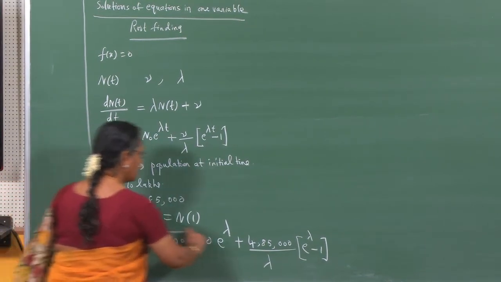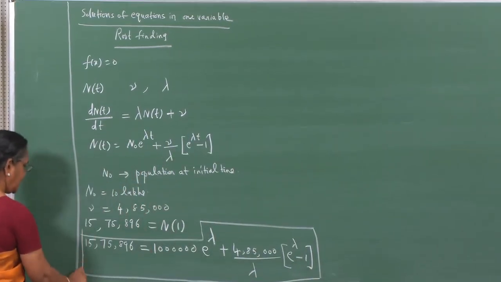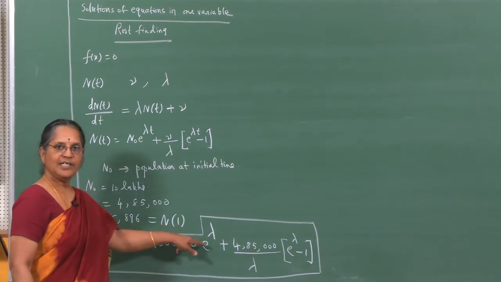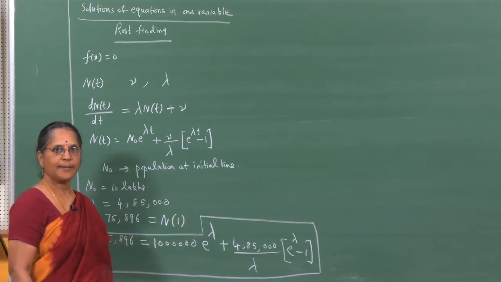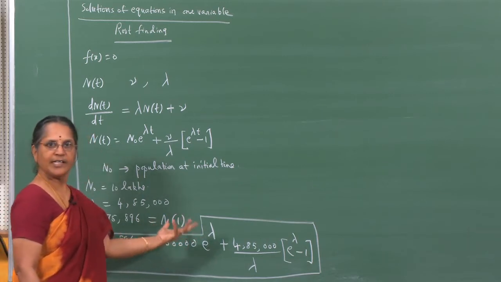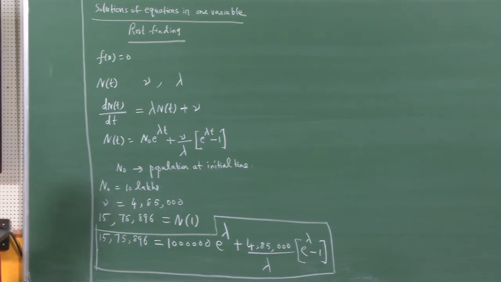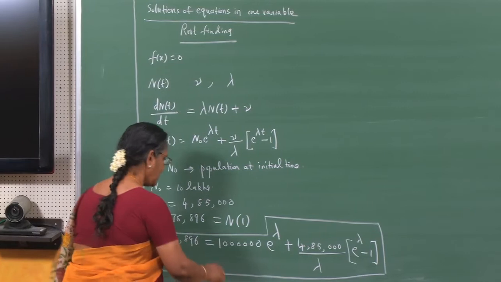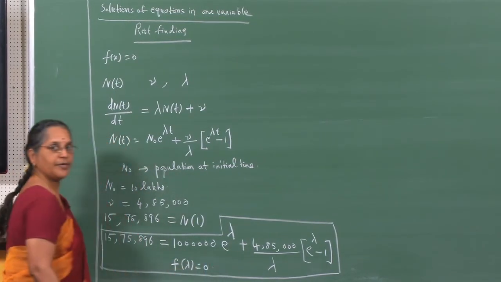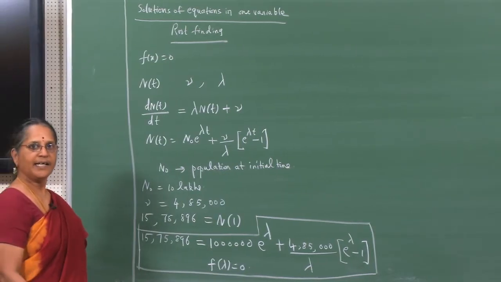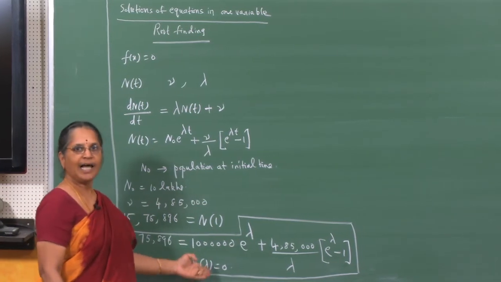So, we observe that we have an equation involving lambda, which is the birth rate of the population in that year, and we do not know what it is, and we have to determine this lambda. And we observe that this equation is of the form f of lambda equal to 0. So, I need to obtain a solution of this equation and determine what lambda is.